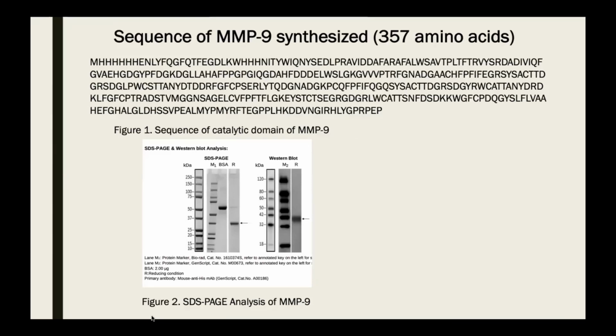This is the sequence of our synthesized MMP9. It shows what amino acids are involved in the synthetic MMP9. We also ran a gel to confirm the location of our enzyme, which was found to be around 35 kilodaltons, and the Western blot was done to further confirm that, and it also showed up at around 35 kilodaltons.